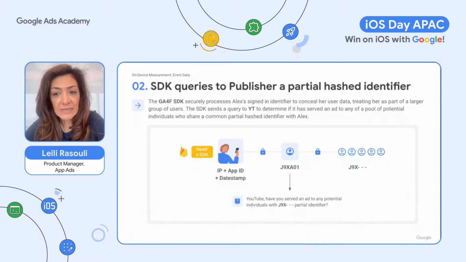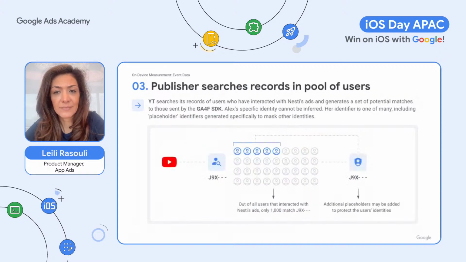The GA4F SDK securely processes Alex's identifier to conceal her data, treating her as part of a larger group of users by hashing and truncating her data. The SDK sends a query to YouTube to determine if it has served an ad to any of a pool of potential individuals who share a common partial hashed identifier with Alex. YouTube searches its records of users who have interacted with Nestle's ads and generates a set of potential matches to those sent, and sends it to the GA4F SDK.